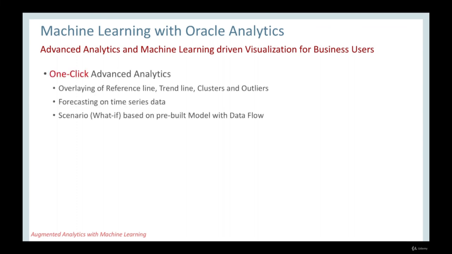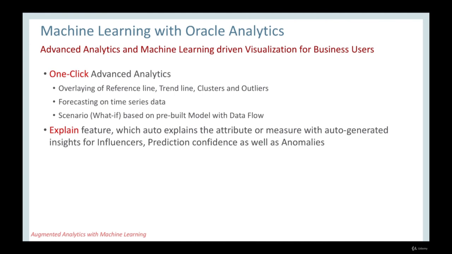We already looked at one-click advanced analytics functions in a previous section. It is really a quick way to generate a trend line or reference line, clusters, outliers, forecast, or time series prediction. And also the what-if scenario-based analysis, which we'll be looking at in this section. We also looked at the explain feature, which allows you to identify behavior of the data, the statistics about the data, causal influencers, as well as anomaly detection in the data for a specific measure or attribute.